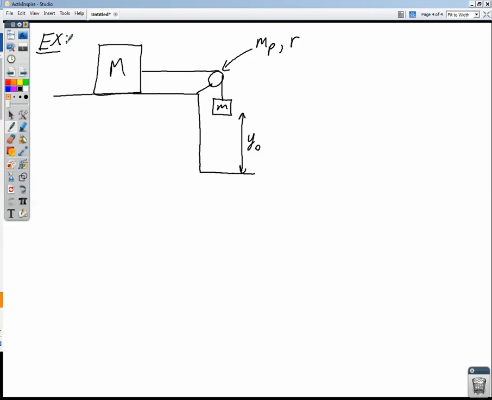And now we're going to add another hurdle to this. When we've done Atwood machine problems before, our pulley did not have mass. Now our pulley has mass. The mass of the pulley is m_p and it has a radius r. So using rotational kinetic energy, we can now account for the mass of that pulley and get a more complete picture of the motion of this system, because most pulleys have mass. All pulleys have mass. Some can be disregarded because they're so light.